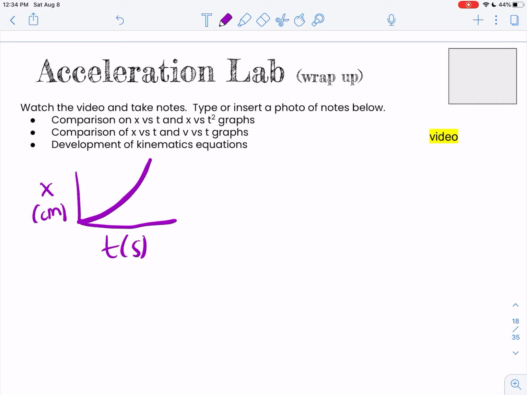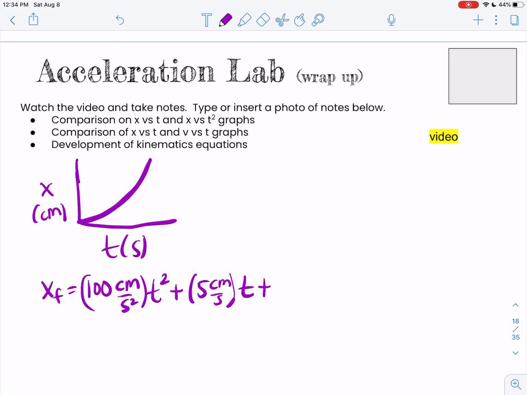When something is speeding up, you're going to see this upward facing parabola graph. The equation for me was xf equals 100, just rounding my numbers, plus, I don't know, this was like 5 or something, t. Mine was actually minus 0.01 centimeters.